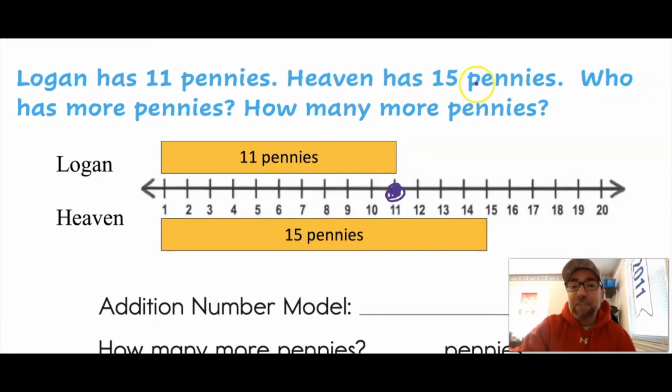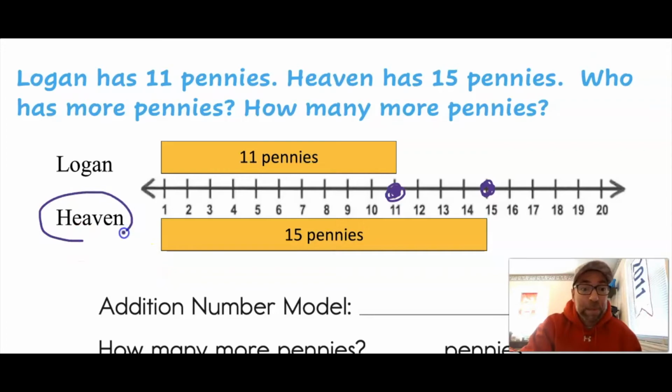Heaven has 15 pennies. Let's put a dot where the 15 number is. Up here's my 15. Who has more pennies? Well, we can look on our number line because you can see that Mr. Renzi put a bar, and that bar stretches to 11 pennies. And then I put another bar, and this bar stretches to 15 pennies. You can see that the 15 pennies is longer than the 11 pennies. So Heaven has more pennies.